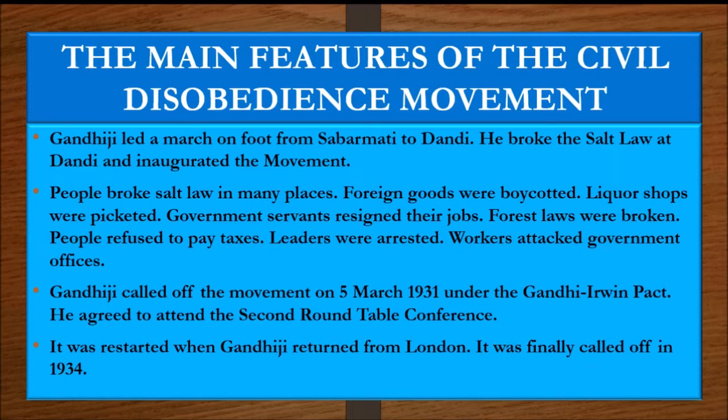On 12th March, Gandhiji started his famous Salt March, accompanied by 78 of his trusted volunteers. Gandhiji covered 240 miles in 24 days from his ashram, Sabarmati, to the Gujarat coastal town of Dandi.